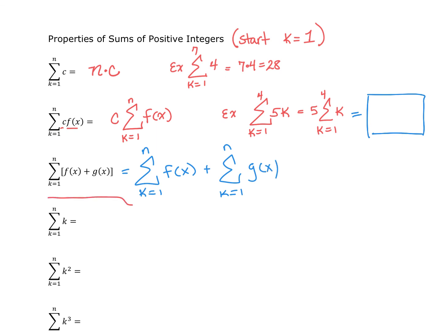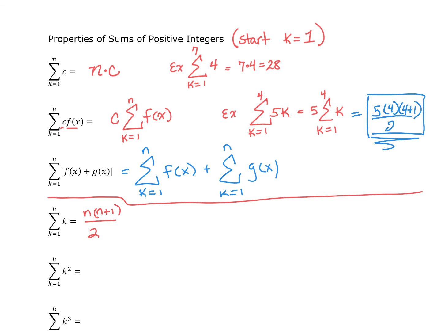These next few are very, very useful when we do our Riemann sums. The first one is the sum of the k's, and the sum of the k's from 1 to n is n times n plus 1 over 2. So if we come back up here, this would be 5 from the outside, then it would be 4 times 4 plus 1 over 2 for a total of 50.